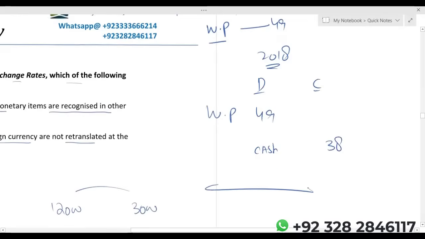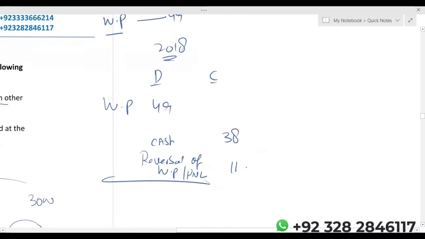Now try to understand, if your warranty provision, which is a liability, is 49 million, but you are actually paying only 38, it means there's a reversal of warranty provision by 11 million. Reversal of warranty provision actually increases your accounting income. This 11 will increase your profit before tax. So logically, there's a reversal of warranty provision by 11 million, and this 11 has actually increased the accounting profit in the current year.